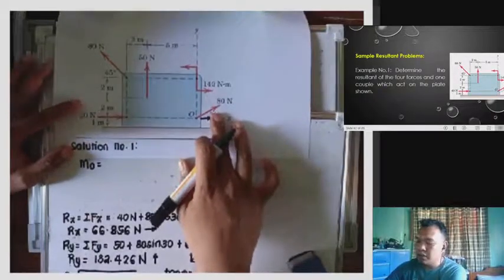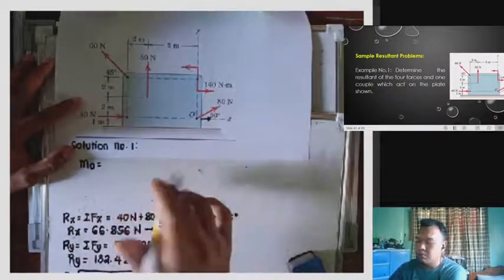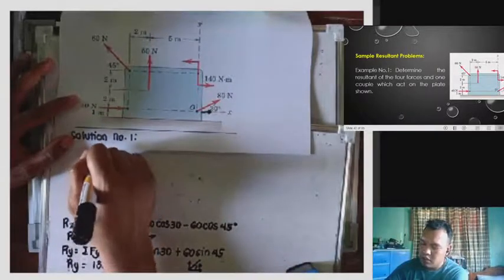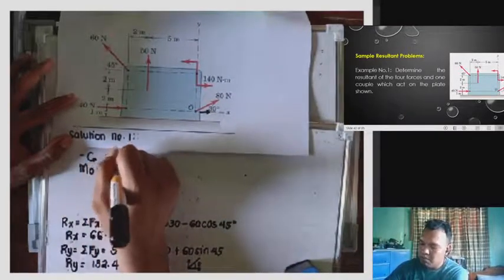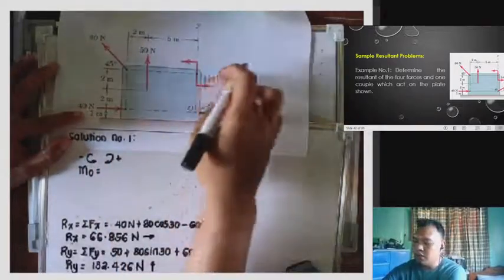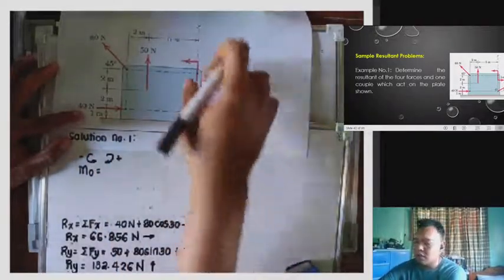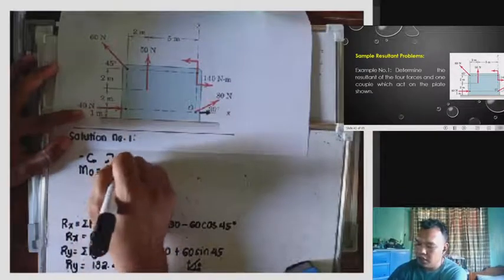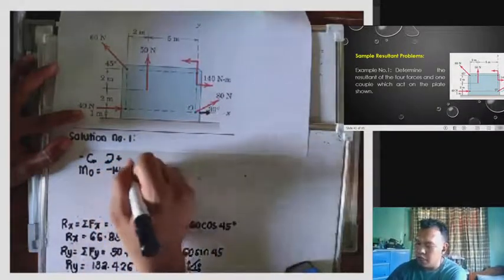Okay, so si moment, clockwise tayo is positive. Pag clockwise, positive; counterclockwise is negative. So therefore, si 140 is counterclockwise. So, pag inikot natin, counterclockwise yan. So we have here negative 140 Newton meter yan.